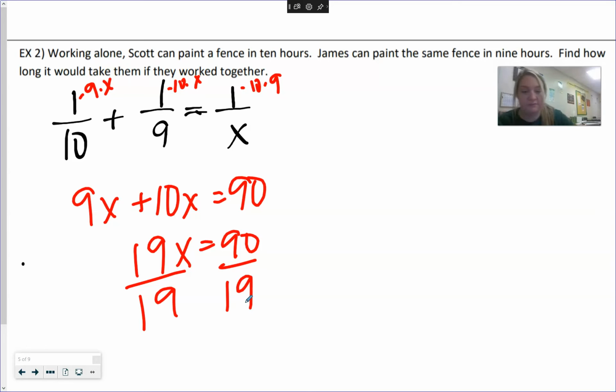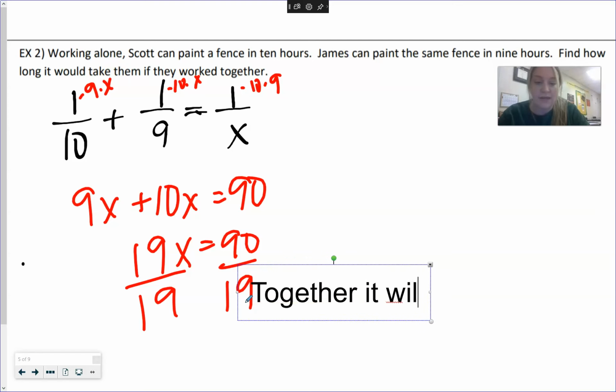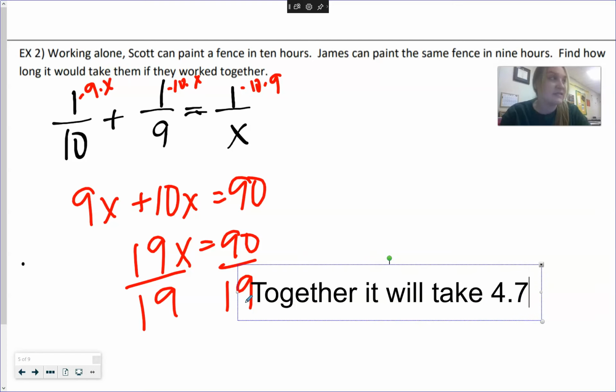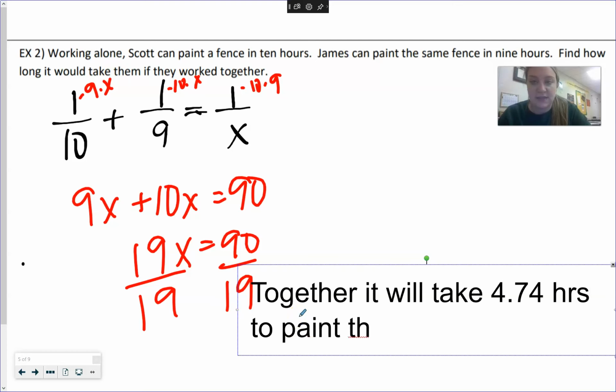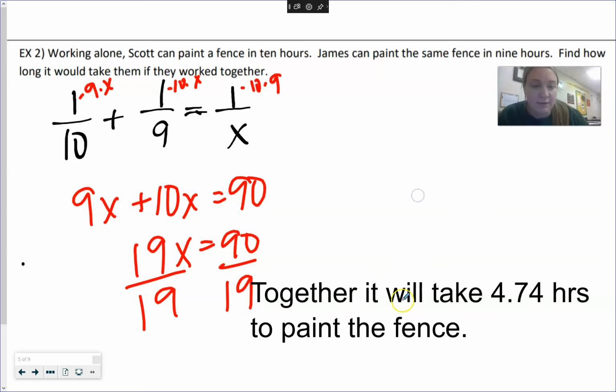So together, I'm going to type: together, it will take 4.7, I'll say 4.7 hours to paint the fence. There we go. So word problems get their word answers.